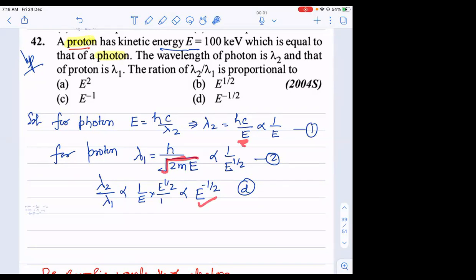But the only thing they may ask you is lambda 1 by lambda 2, then it becomes e to the power half. If we change the sequence, lambda 1 by lambda 2 कर दे तो e to the power half. ठीक है. Lambda 2 by lambda 1 is e to the power minus half because denominator में e है. Clear? Yes, sir. So this is a frequently asked question, particularly in competitive examinations, but in boards also it can be there as an objective.